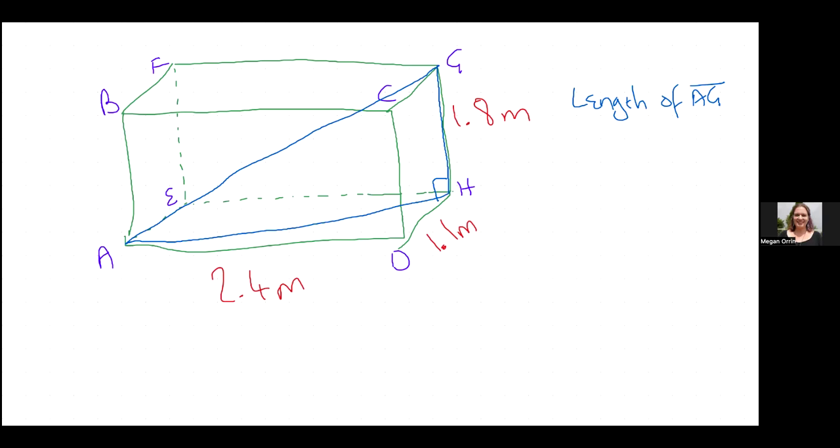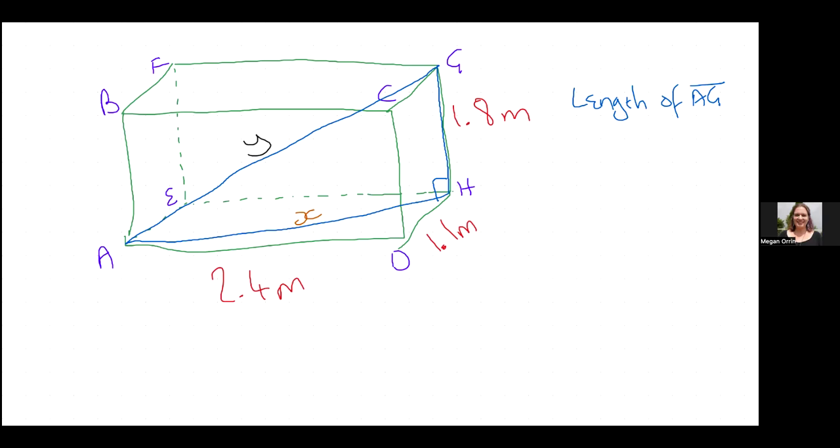You can use Pythagoras for this, absolutely. What I need to do, though, is work out AH first. I've got GH. I need to find AG, but I do not have AH, right? I'm going to call this X, and I'm going to call this Y. I'm just going to color code them to help.